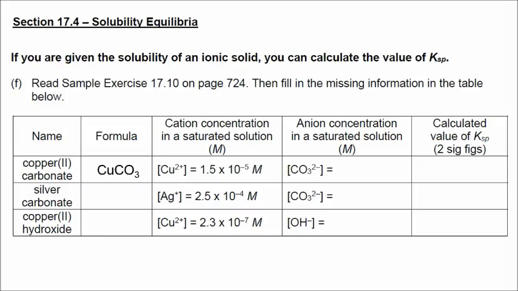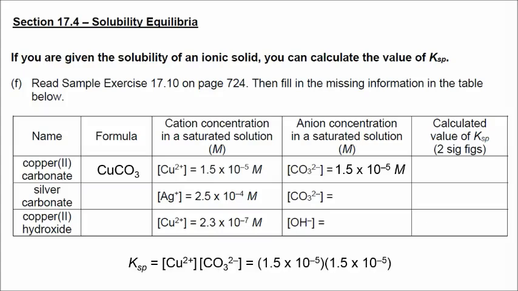And because of that 1-to-1 mole ratio between copper ions and carbonate ions, if we're given the concentration of copper, then the concentration of carbonate is the exact same number. If we multiply these numbers together, because the KSP expression is listed as concentration of copper times concentration of carbonate, we get a value of 2.3 times 10 to the negative 10 for the KSP.